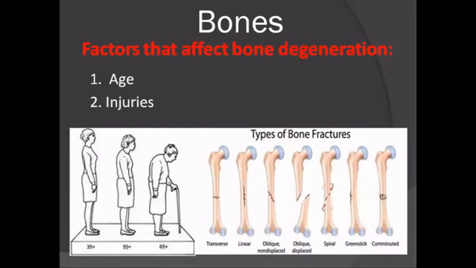Here are some factors affecting your bone degeneration. The first one is age. And age is actually the biggest factor that can contribute to your bone degeneration. As you age, your bones slowly lose their density. This then makes your bones stiff and it ultimately leads to changing your overall posture and structure.